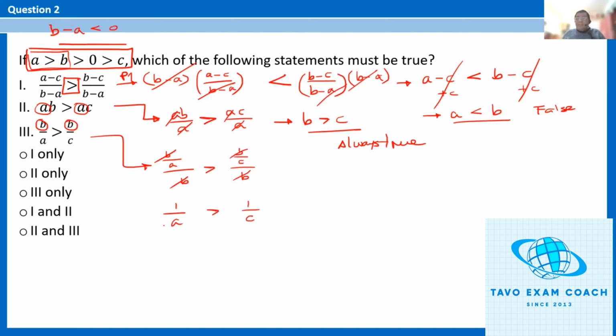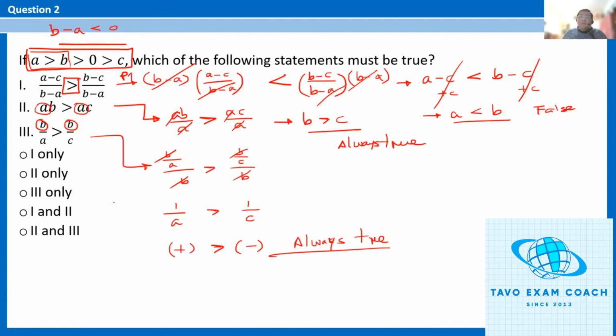1 over a represents the inverse or reciprocal of a positive number a. So this must be positive as well. And 1 over c represents the reciprocal or inverse of negative number c. So 1 over c must be negative as well, because taking the reciprocal of a real number doesn't change its sign. So we have a positive number greater than a negative number. This is always true, no matter what the numbers are, because a positive number is always greater than a negative one.